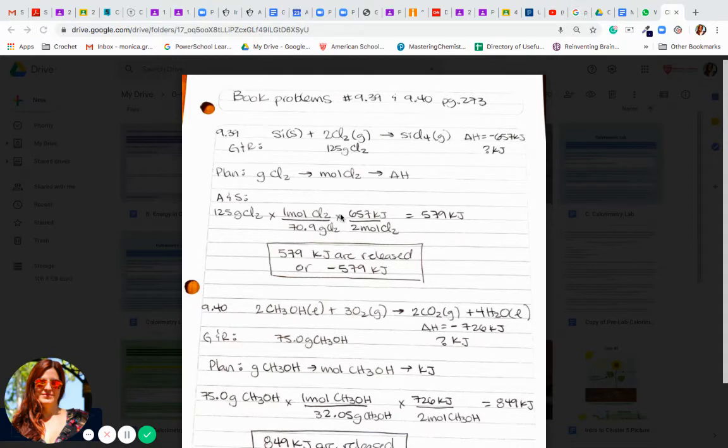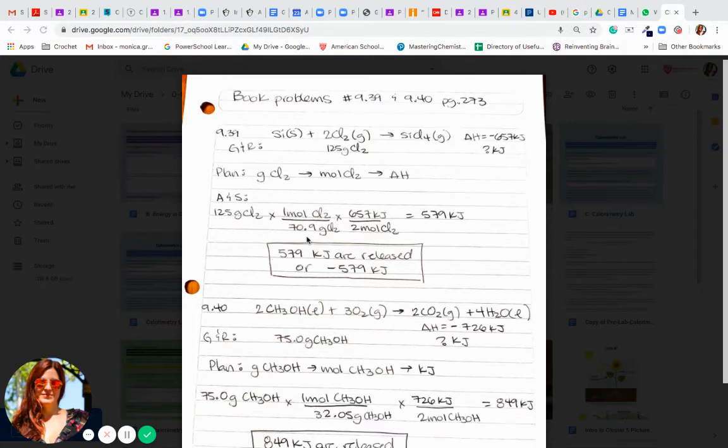And then we're going to treat the amount of heat just like any other substance in the equation. So for every 657 kilojoules, you need 2 moles of chlorine. So we take these two as a conversion factor, and that's what we place here. That's what this factor means. And then we do the math.